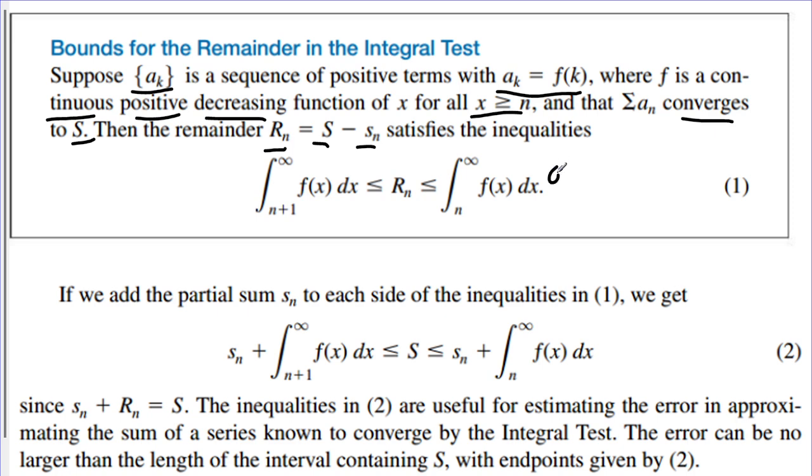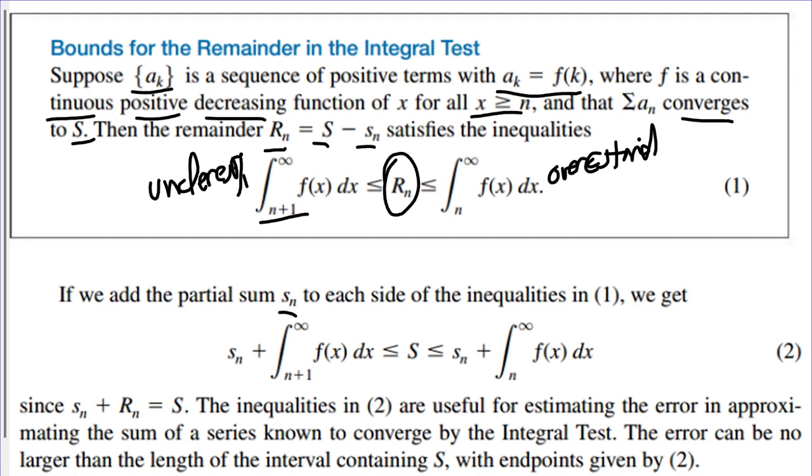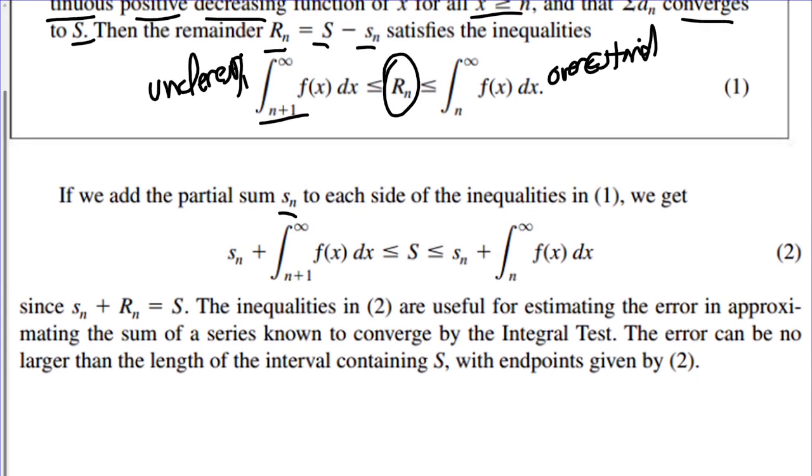Here to the right, we have an overestimation. And then with the n plus 1, we're going to get an underestimation. And then the actual value r sub n will be somewhere in between. If we add the partial sum, s sub n, to each side of the inequality, then we get this formula.